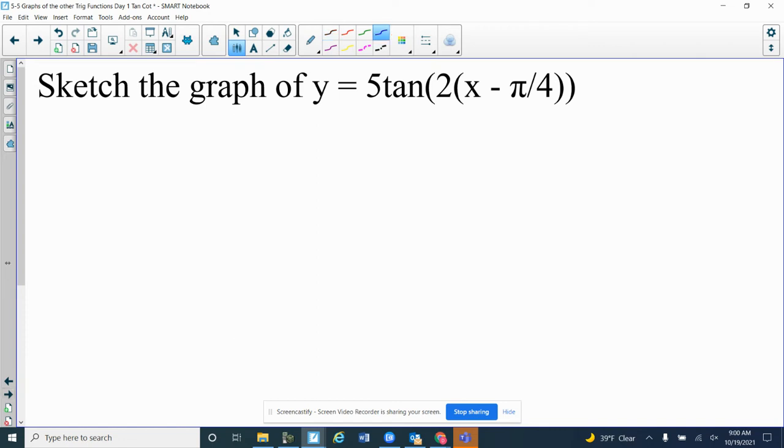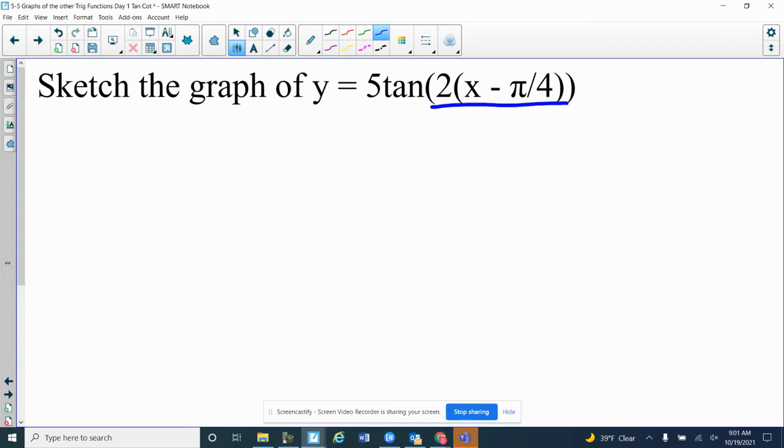Here's what I'm going to do. I want to figure out where the asymptotes would be. Now, where are the asymptotes? They are where this graph is undefined. Okay? So, if we look at this, if that quantity ends up being equal to one of the asymptotes of the original tangent graph. What are the asymptotes of the original tangent graph? Feel free to just look at the notes there. Pi over 2 and 3 pi over 2, right?